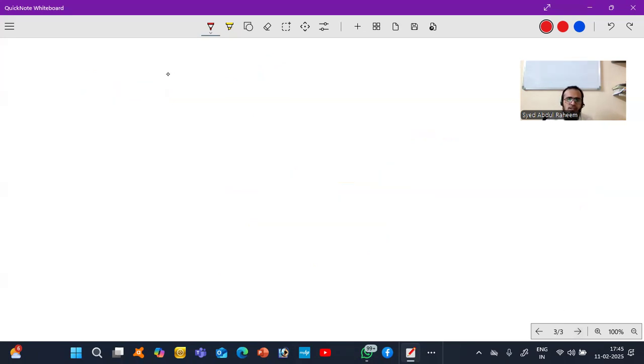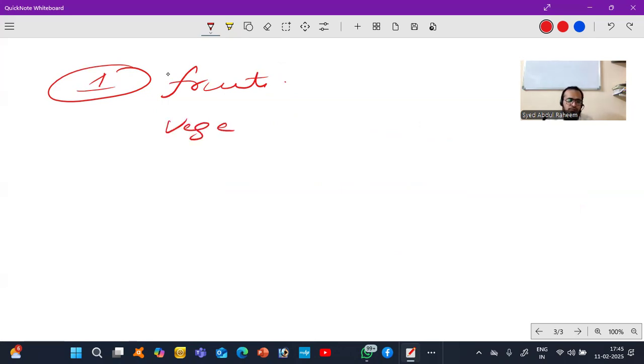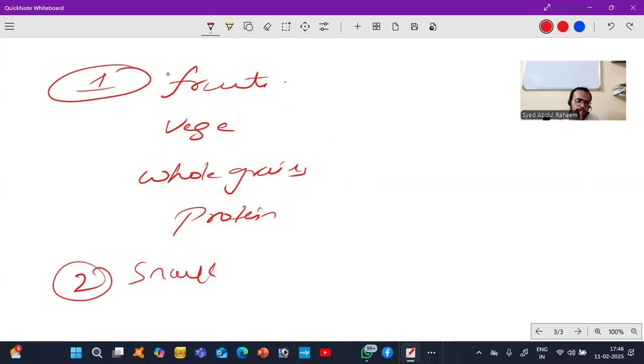Okay. First is balanced diet. In the balanced diet, we have to take different varieties of fruits, vegetables, whole grains, and protein rich food. Second is snacks. In the snacks you can take vitamins, like fruits. In the type of snacks you can give whole grains, cheese, butter, whole grain bread, apple slices, etc.